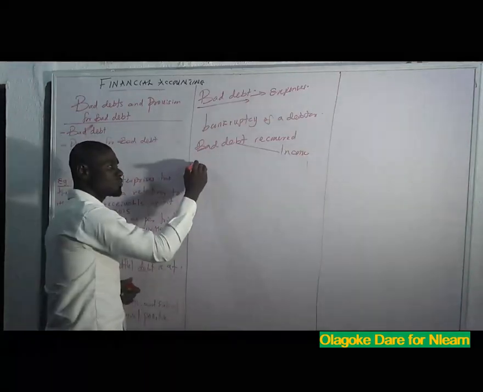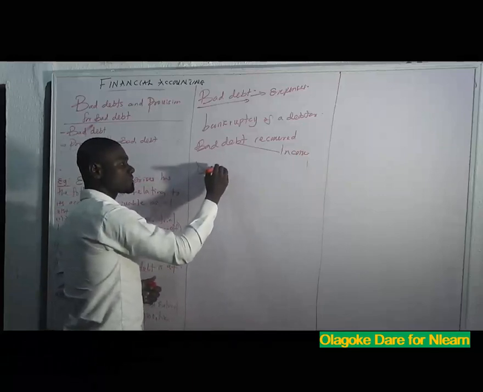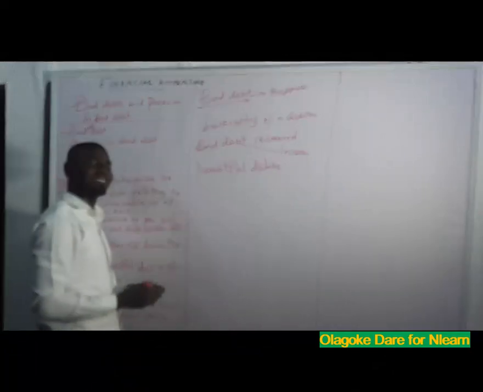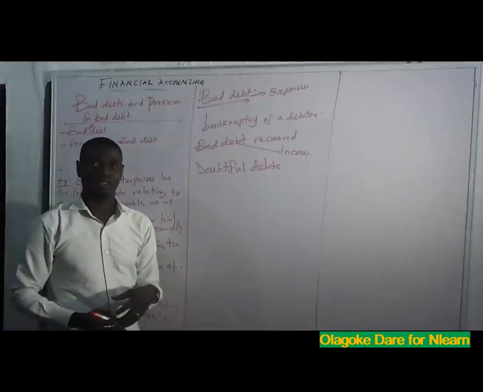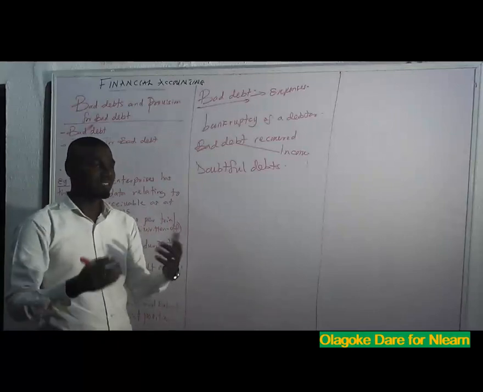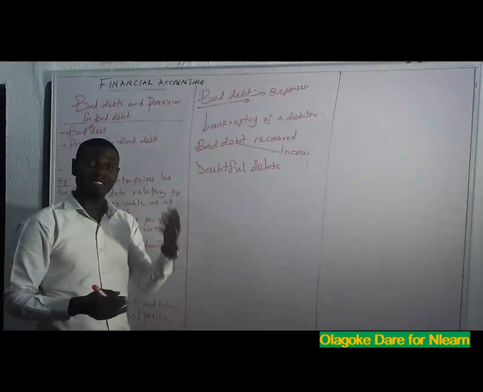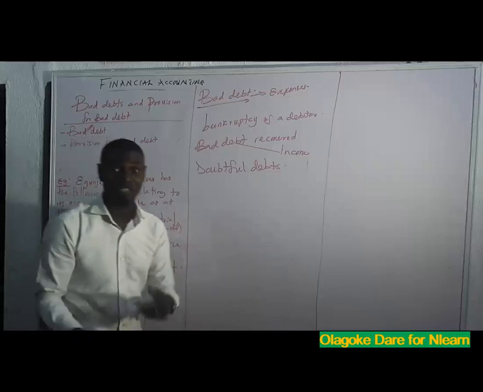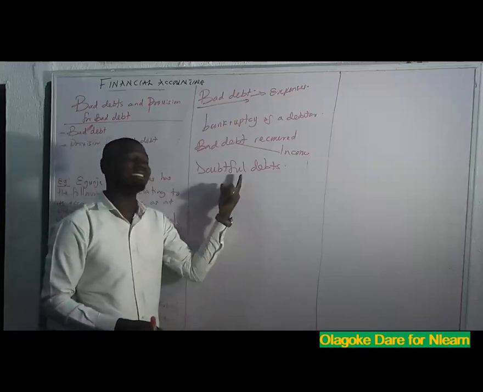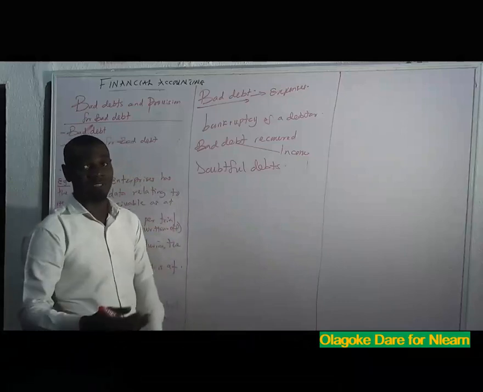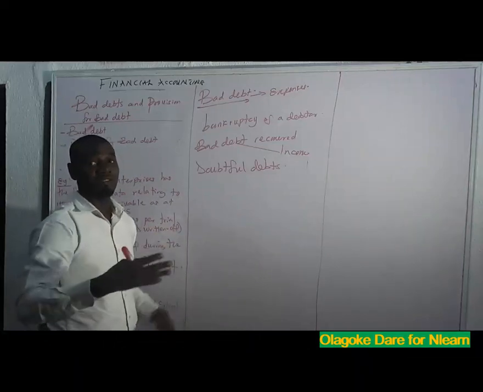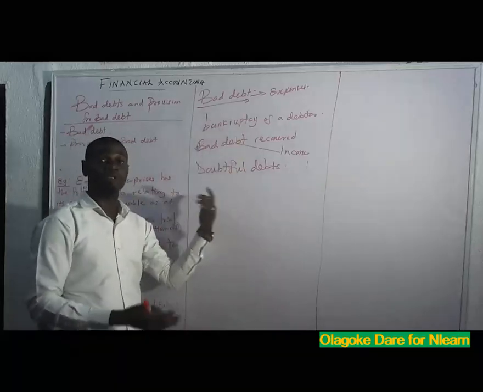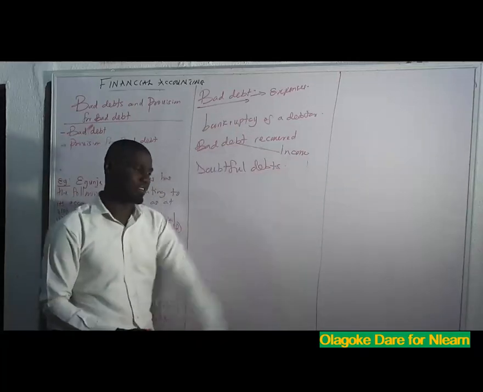You must have been hearing this word, doubtful debt. Doubtful debts are debts that the chances of payment are not certain. If a customer is owing a business organization and the chances of collecting that money are not certain, such debt is said to be what? A doubtful debt. And at a particular time, if the chances of payment turn negative, it becomes what? A bad debt. If the chance of payment becomes positive, it becomes a bad debt recovered.